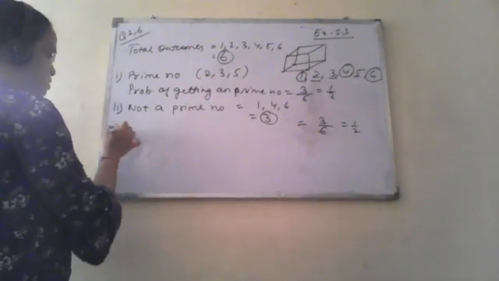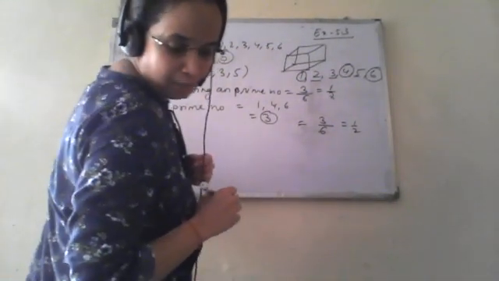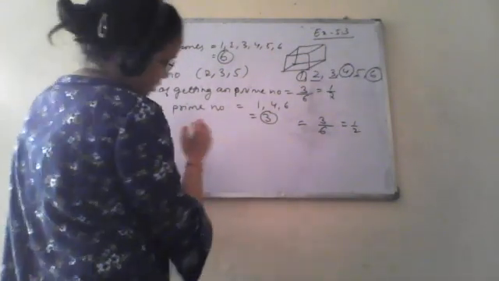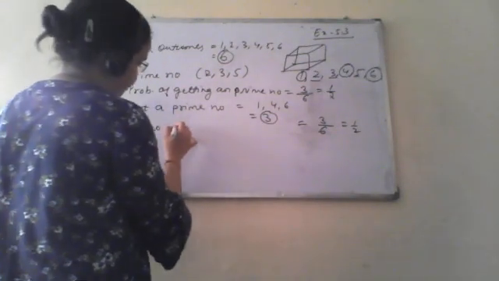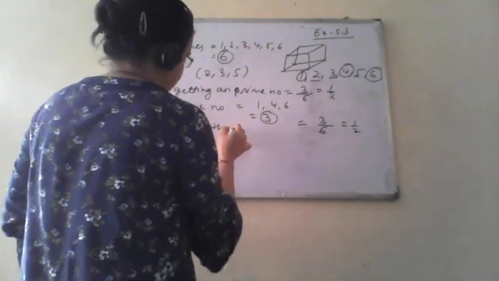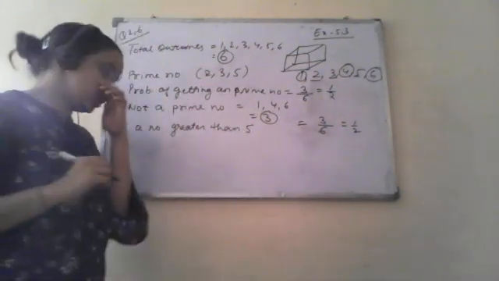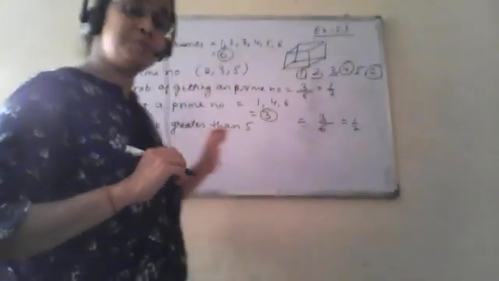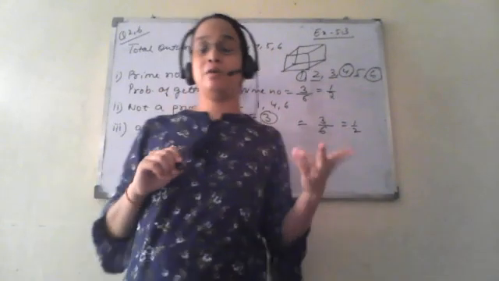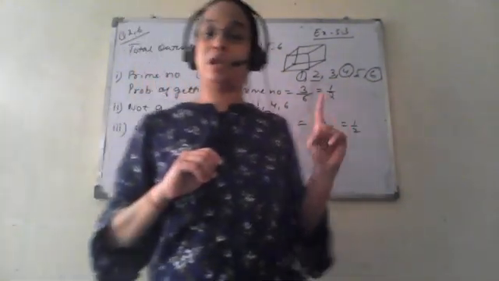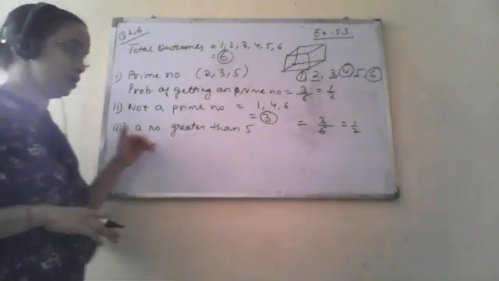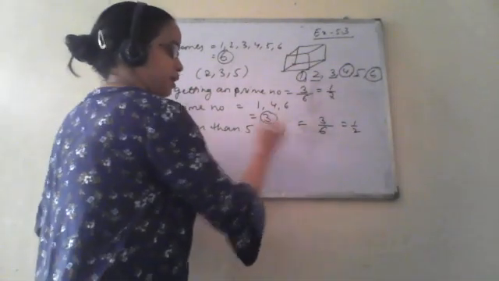Now the third part is a number greater than 5. What are the outcomes related to this event? There is only one outcome, because if we are asking for a number greater than 5, there is only one number which is greater than 5. So the number of outcomes related to this event will be 1.